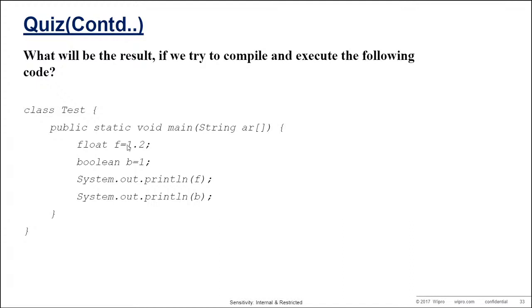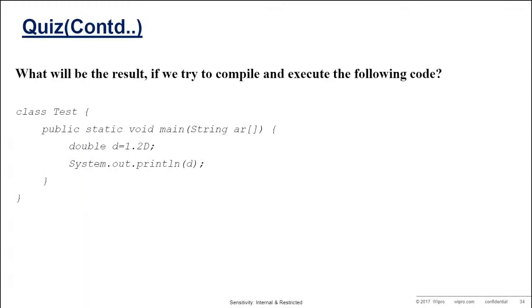Next, boolean b equal to 1. Again this is going to be an error, because as I mentioned, you have to use true or false and not ones and zeros.